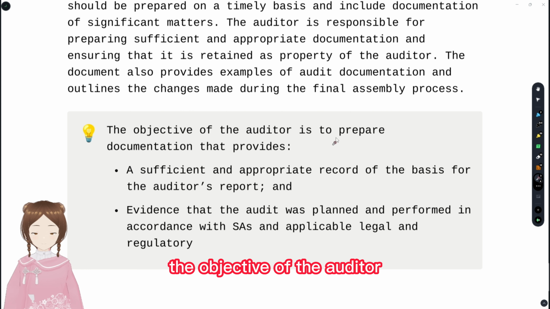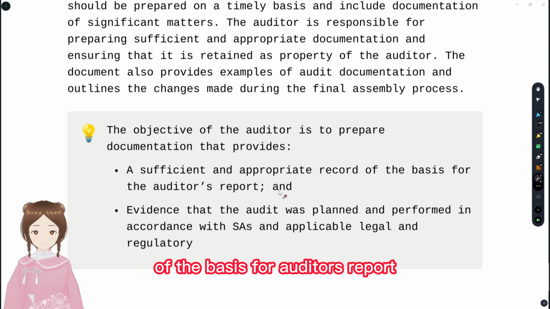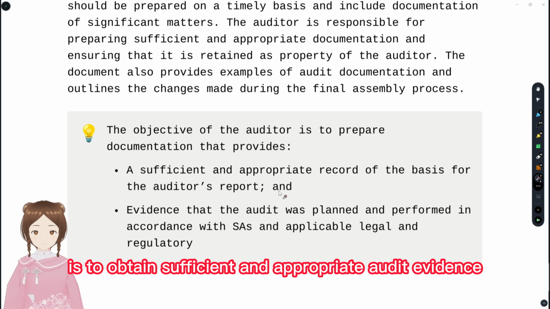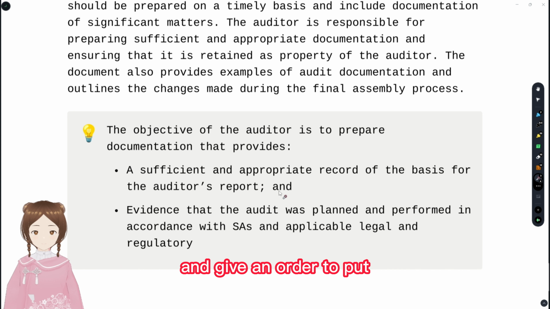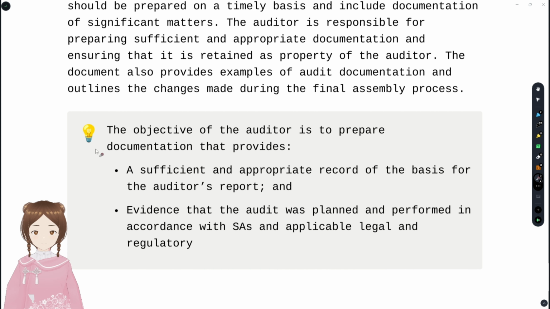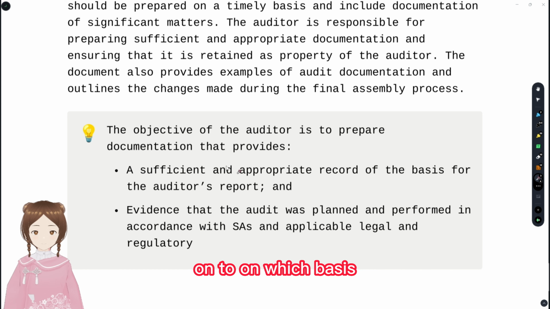The objective of the auditor is to prepare documentation that provides a sufficient and appropriate record of the basis for the auditor's report. What's the responsibility of the auditor? His responsibility is to obtain sufficient and appropriate audit evidence and give an audit report on the entity's financial statements, right? The documentation has to be what? Sufficient and appropriate. The audit evidence has to be sufficient and appropriate, and even the audit documentation has to be sufficient and appropriate.